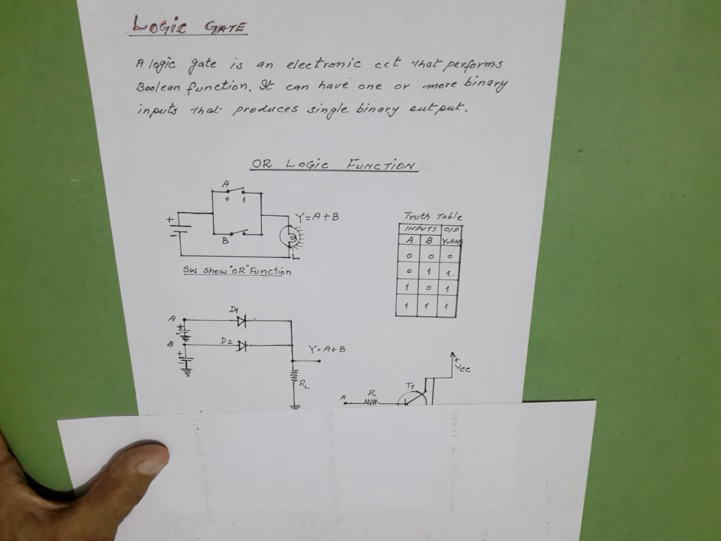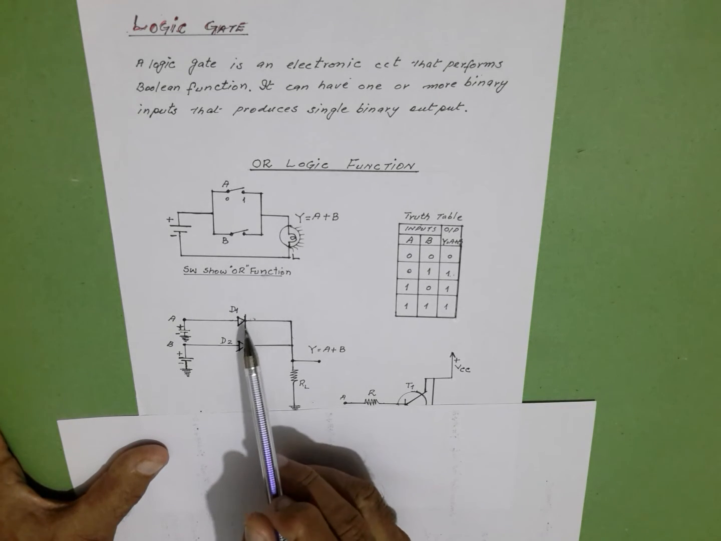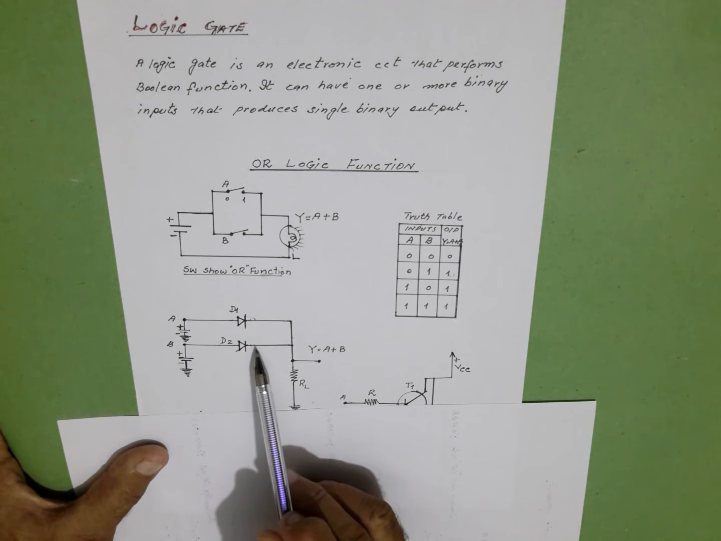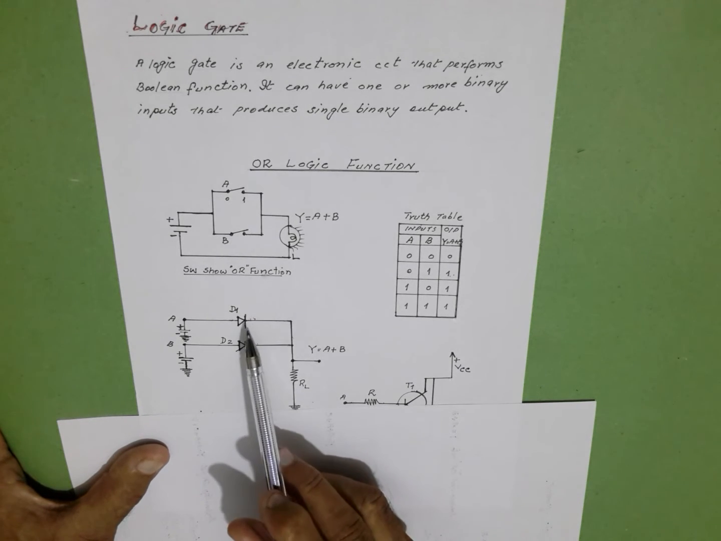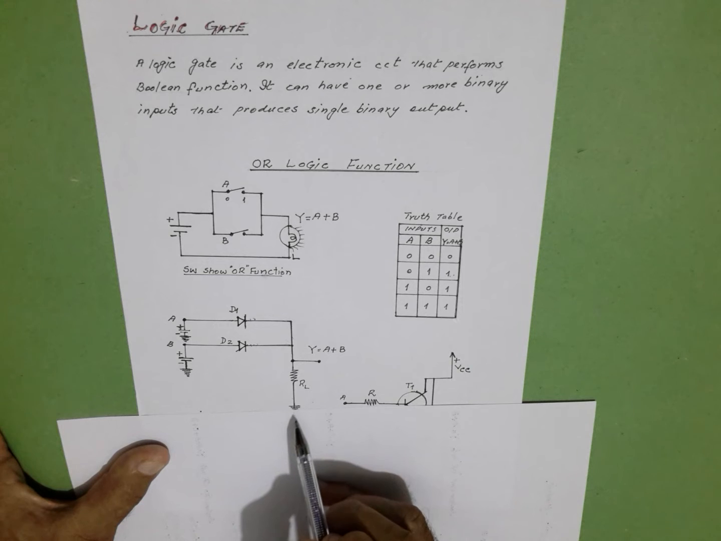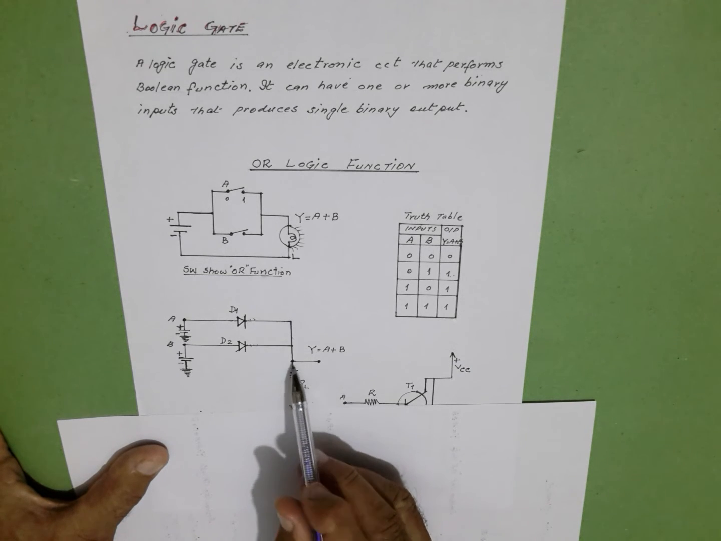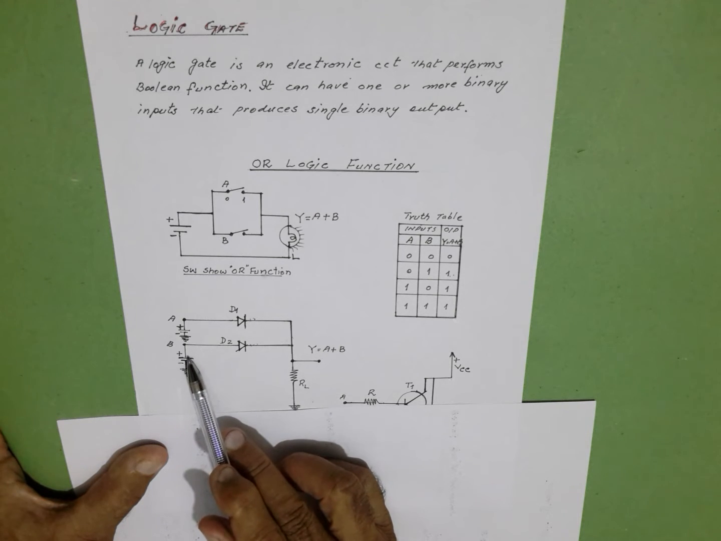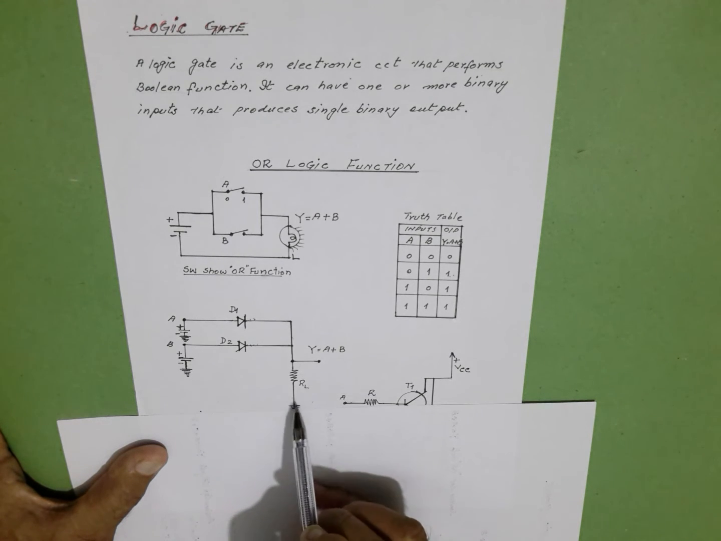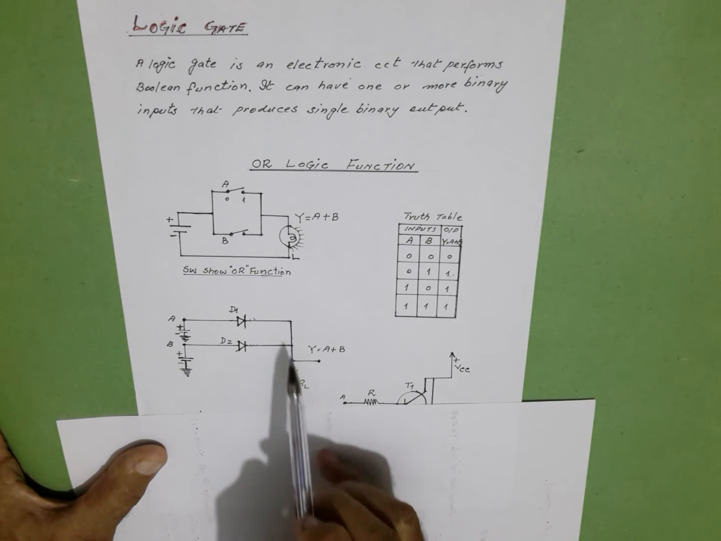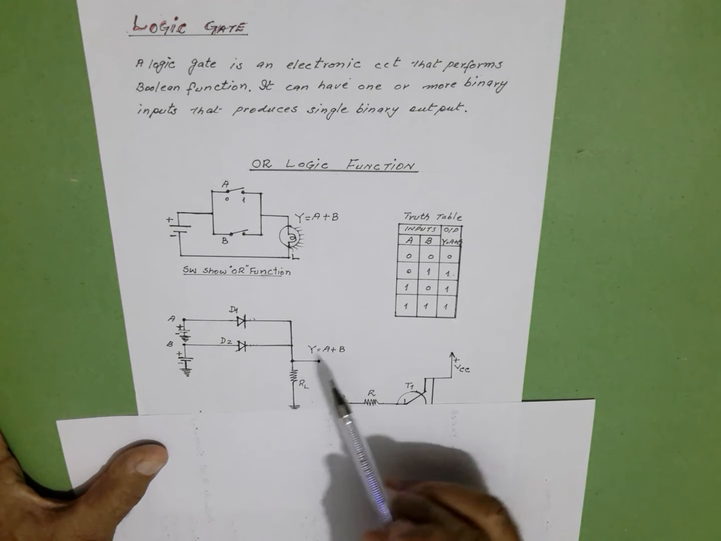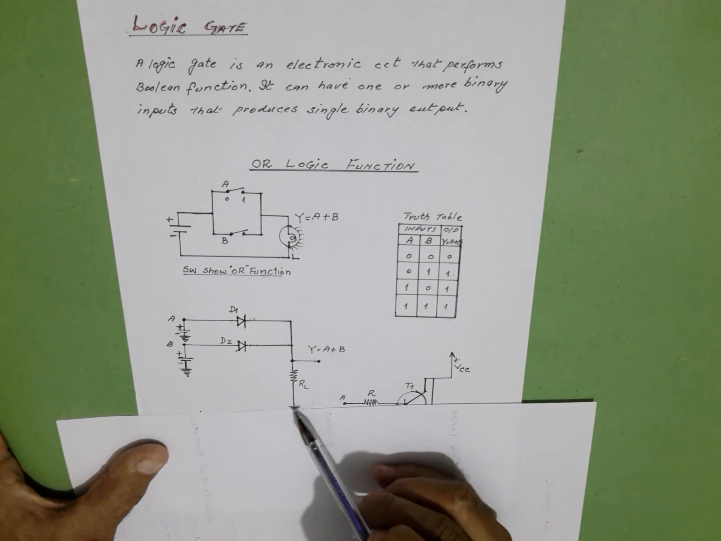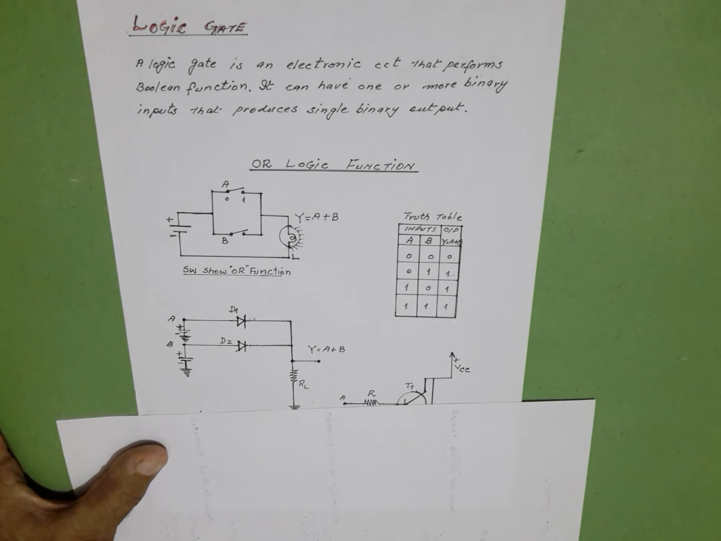For the fourth combination, when both the diodes are forward biased, we are applying logic 1 voltage here and logic 1 voltage here. Both are conducting and the current is flowing from ground through RL through the cathode of D2 to the positive end of the battery to ground, and also the current is flowing through D1, giving us the output voltage across RL. So when both are logic 1, we are getting 1 in the output.